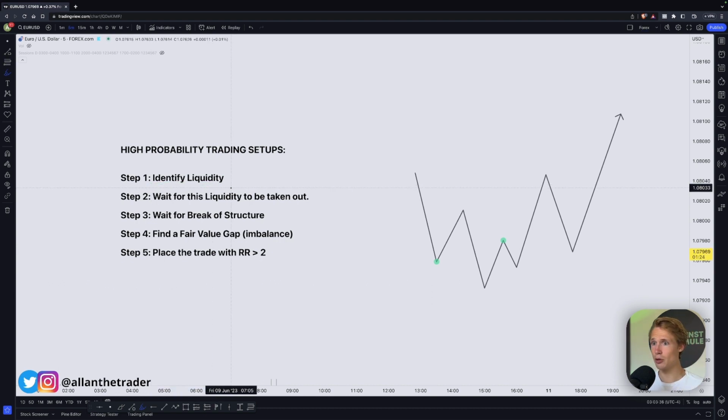If you're not familiar with liquidity, for example, break of structures, fair value gaps, you can watch my separate videos about those things, because then I will go more into detail about what they mean, what they are, and how you can apply them. This video will be more of an overall strategy that you can apply.